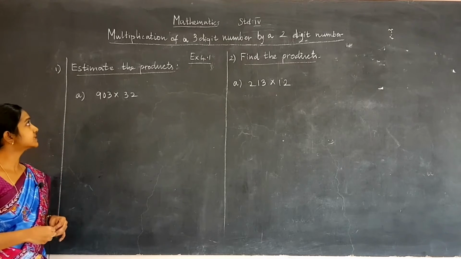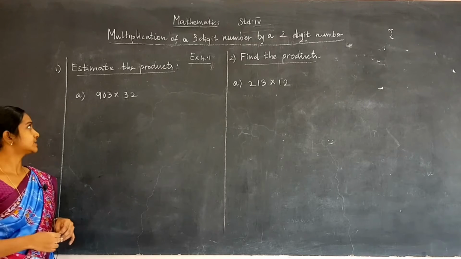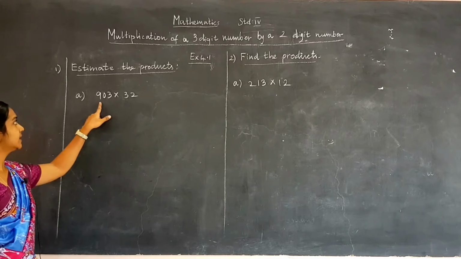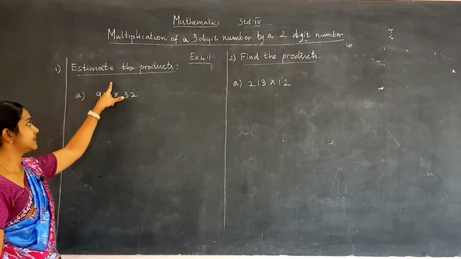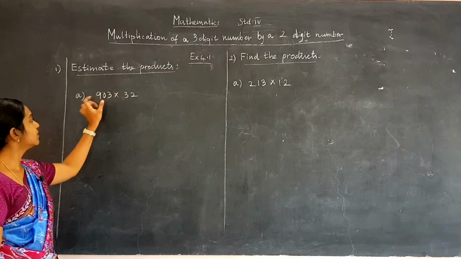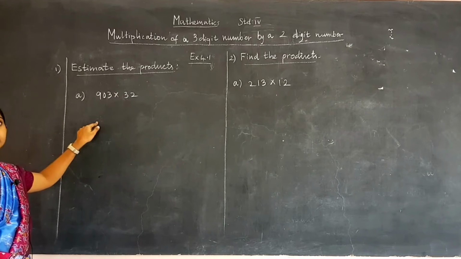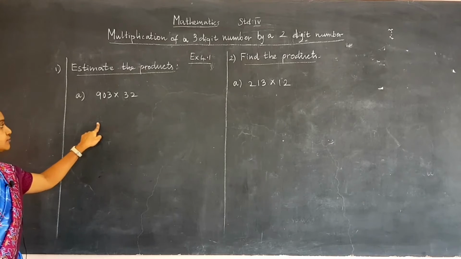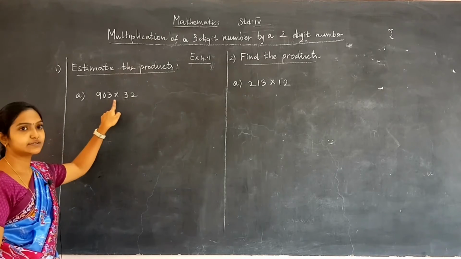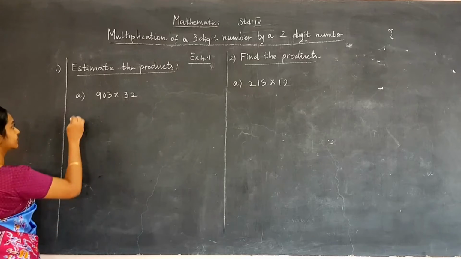Now we are going to solve exercise 4.1. The first problem is estimate the products. We have to multiply 903 and 32, but it is given as estimate the product. So we are going to round off the numbers and then multiply. Estimation is nothing but rounding off the numbers. So we are going to round off 903 and 32.